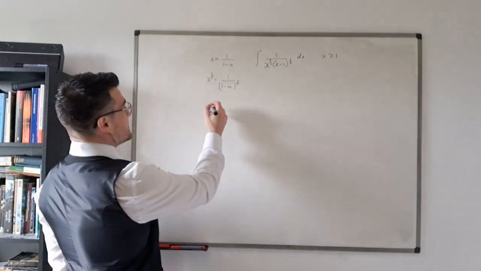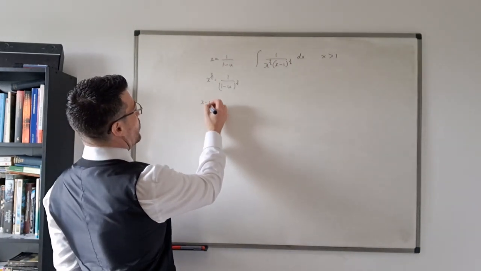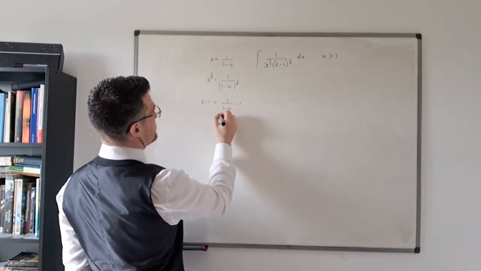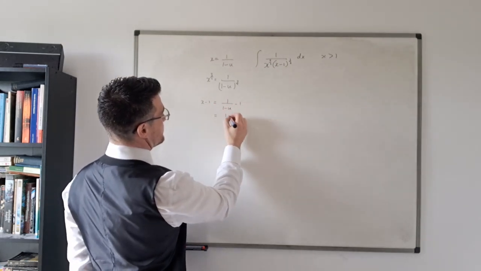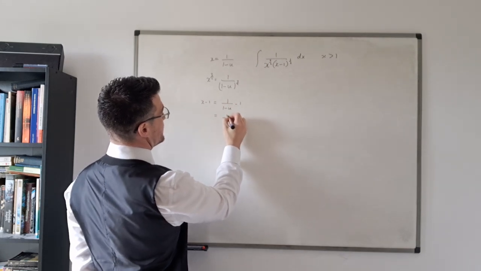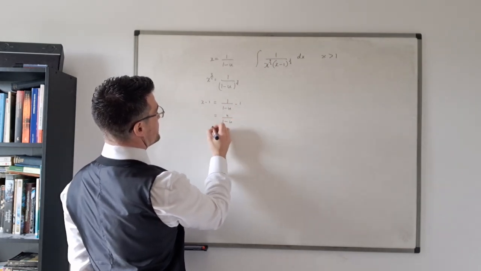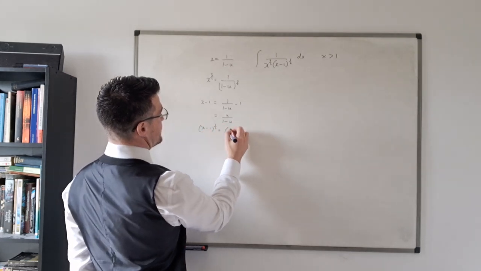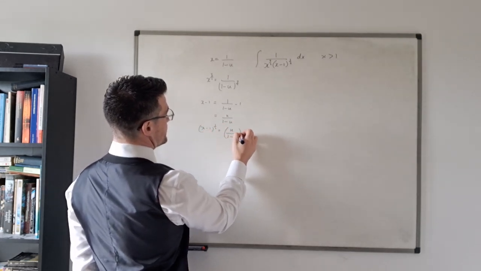So x minus 1 is equal to 1 over 1 minus u minus 1, which is 1 minus u. So that's going to be u over 1 minus u. Therefore x minus 1 to the half is u over 1 minus u to the half.